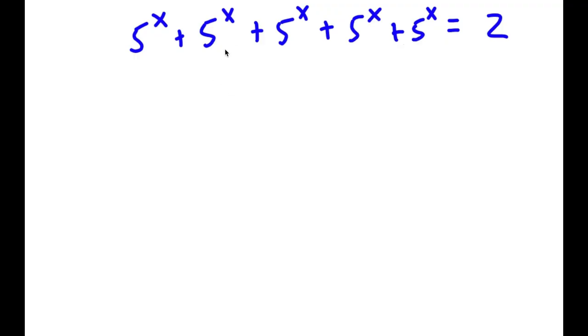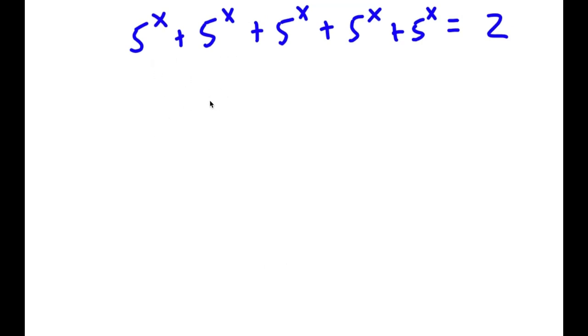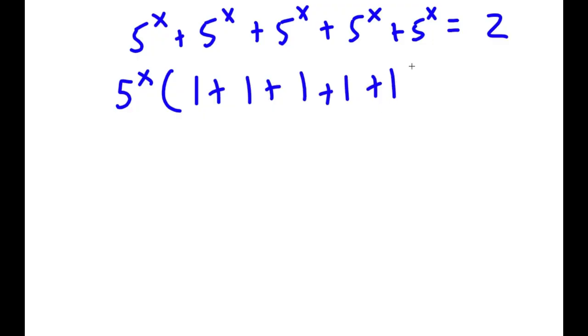So the first thing I'm going to do is, because there are so many 5 to the power of x's on the left-hand side, I am going to simply factor out 5 to the power of x. So now I have 5 to the power of x times, now 5 to the power of x divided by 5 to the power of x is obviously 1, because anything divided by itself is 1. So I have 1 plus 1 plus 1 plus 1 plus 1, and this is equal to 2.